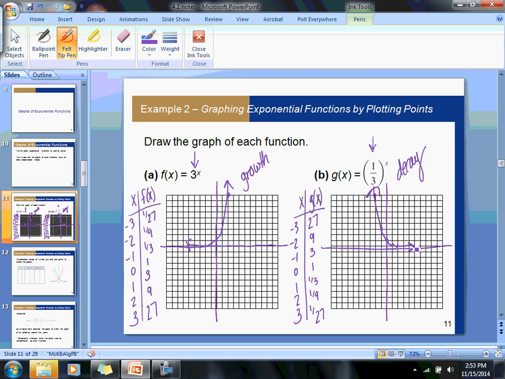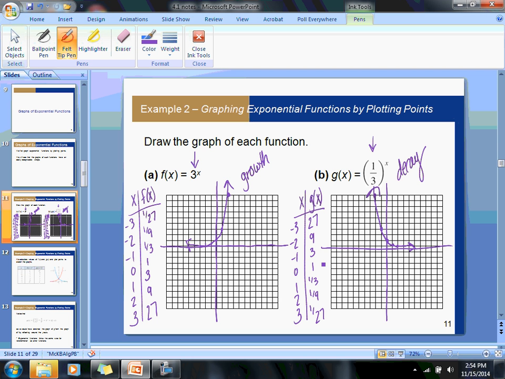Notice again, for the decay graph, we approach y equals 0, but we never actually touch it. And again, this graph goes through (0, 1). So did part A, it went through (0, 1). So all of the exponential growth and decay graphs are always going to go through (0, 1) because anything to a power of 0 is 1.